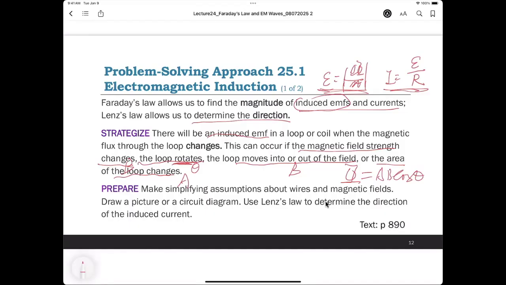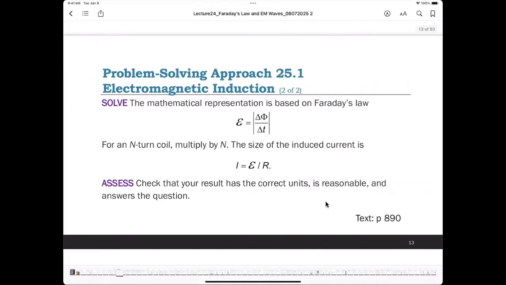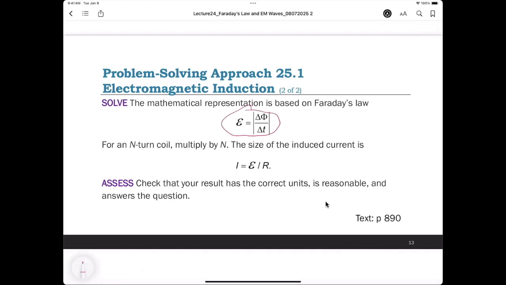Before solving these kinds of questions, we need to prepare. Make simplifying assumptions about wires and magnetic fields. Draw a picture or a circuit diagram. Use Lenz's law to determine the direction of the induced current. After we prepare everything, we use this equation to calculate the induced EMF. This is the mathematical representation based on Faraday's law.